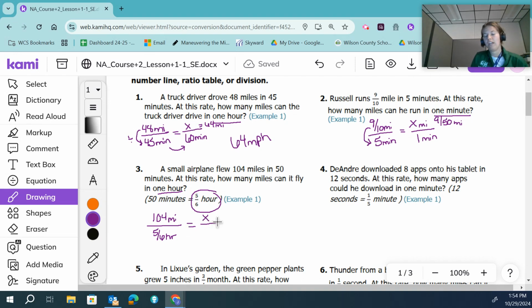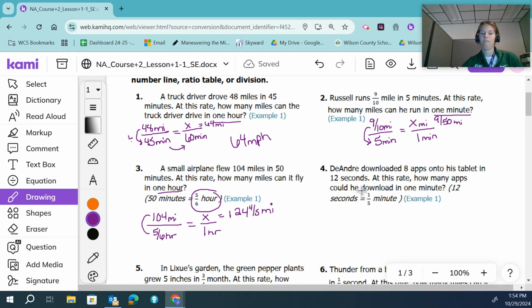And then I would figure out how many in 1 hour. I would just again divide 104 divided by 5/6, and that would give me 124 and 4/5 miles. You can try number 4.